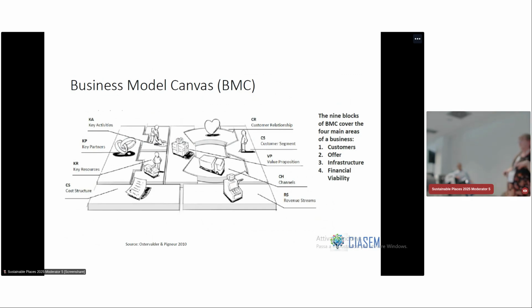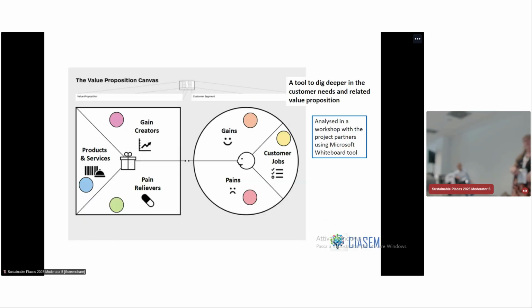This is the business model canvas, and we addressed the first steps on the customers and then on the products. In the future we will look at the other parts of it. We started with the value proposition canvas, which addresses the customer segments and the value proposition. We did this in a workshop with the project partners, using the Microsoft Whiteboard tool.